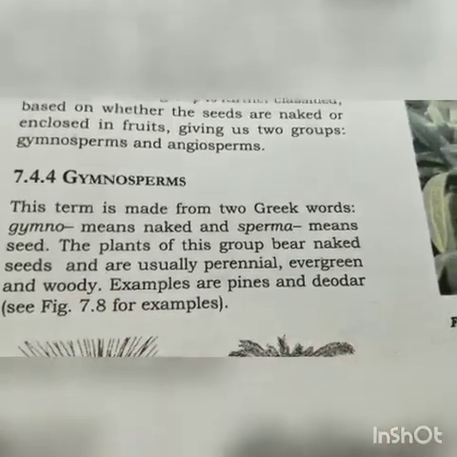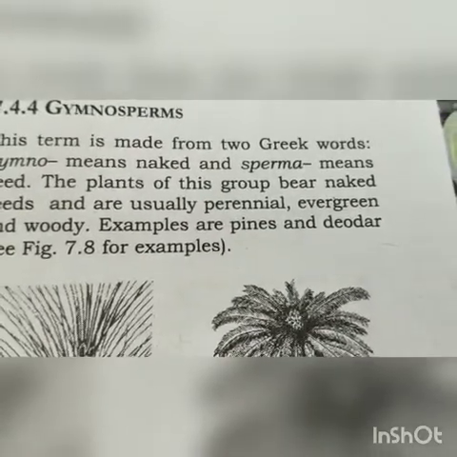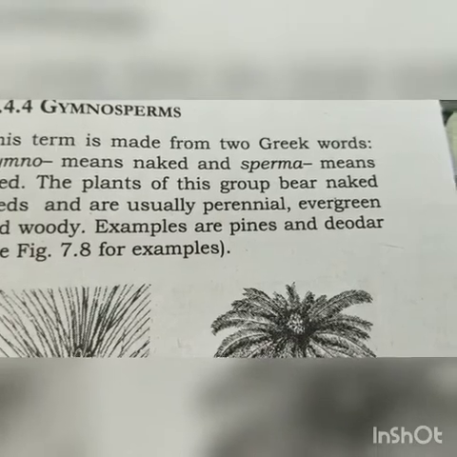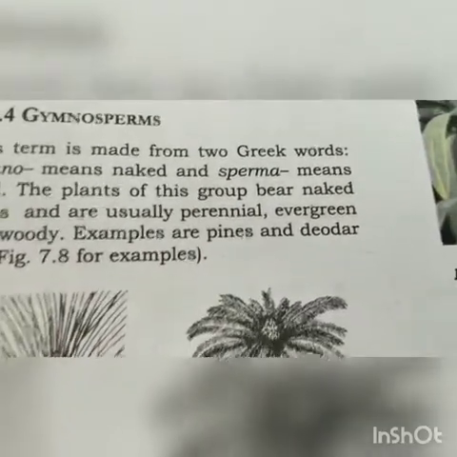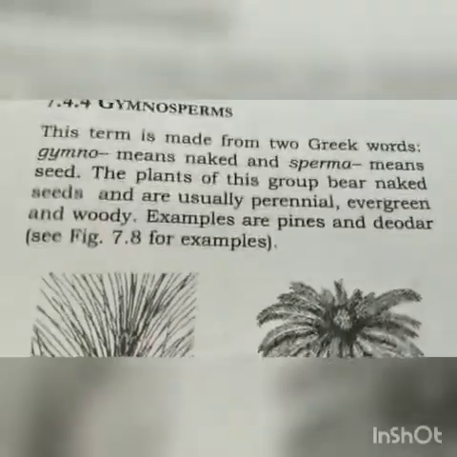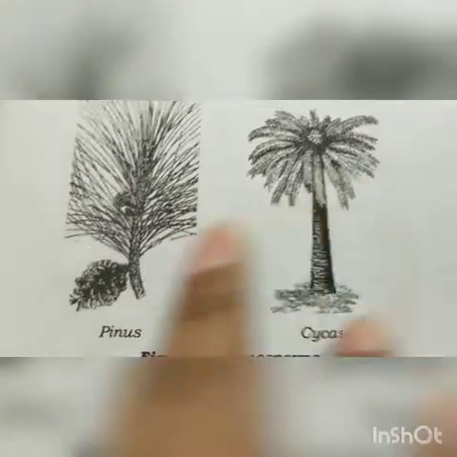So these plants are what? They are bearing the naked seeds, and those plants are perennial. They are evergreen. Every time they are green, and they are woody. Examples are what? Pine and deodar. This is the Pinus, cycas. Okay.